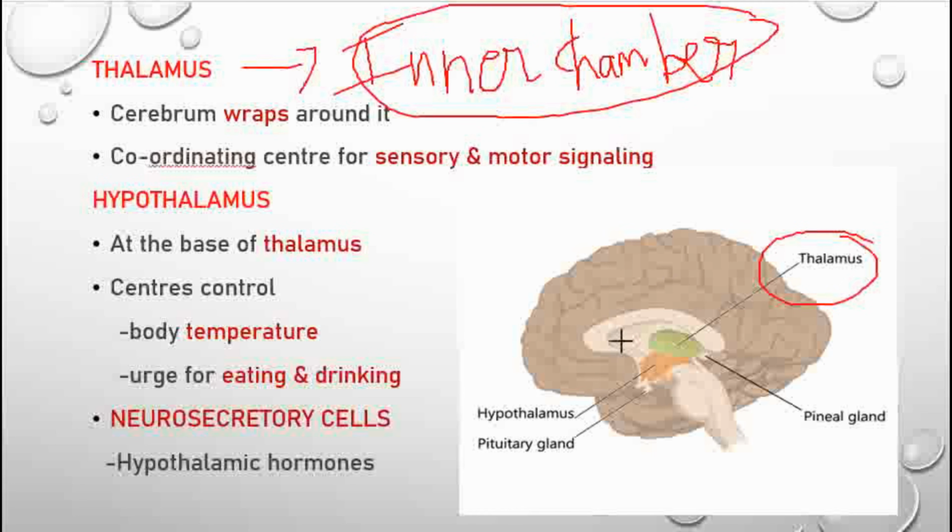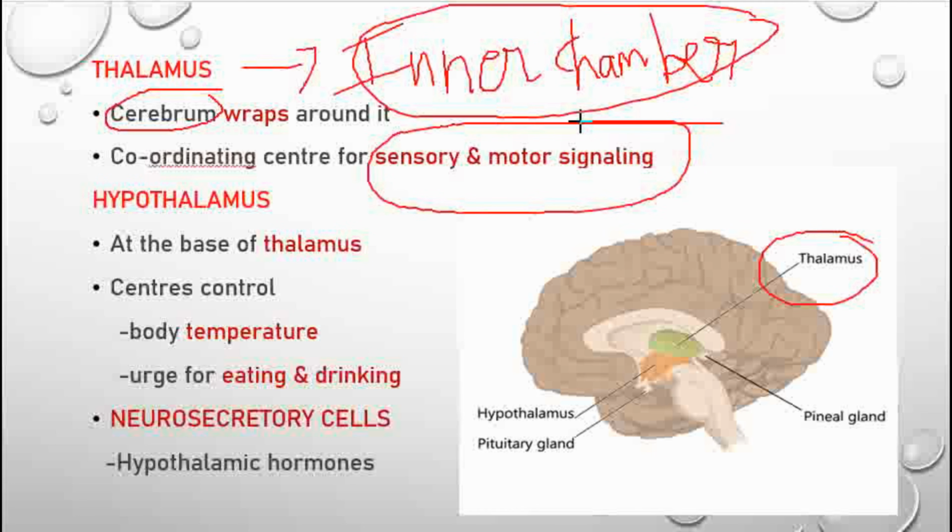So this is the thalamus, and this thalamus wraps the cerebrum. As you can see, it wraps around it, it surrounds and closes the cerebrum. And it is also a coordinating center for sensory and motor signaling. So for sensory and motor signaling, the thalamus is the coordinating center.